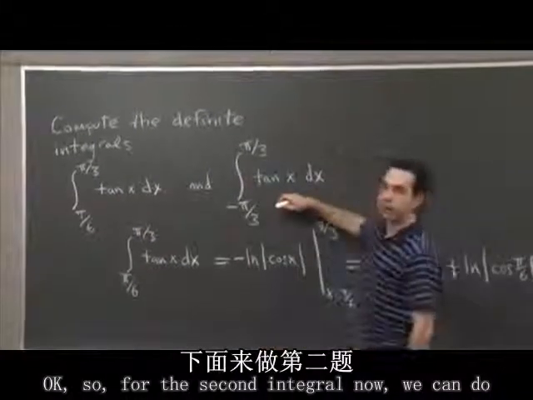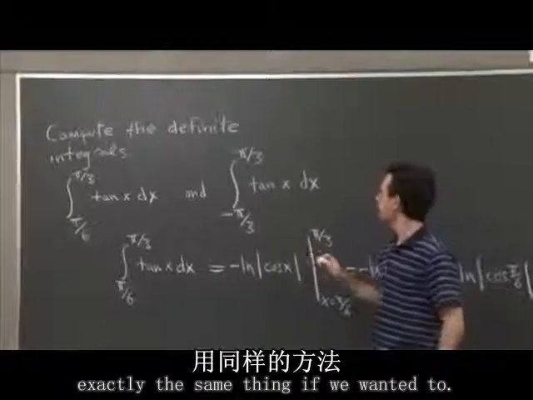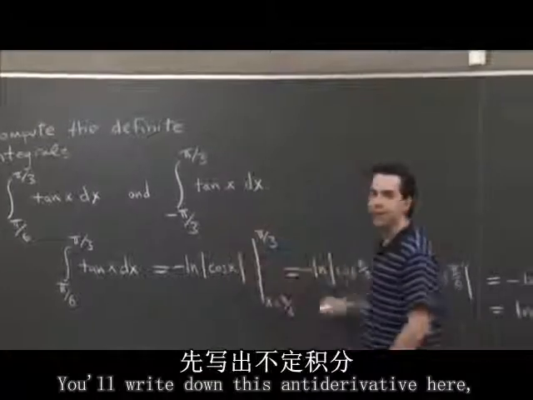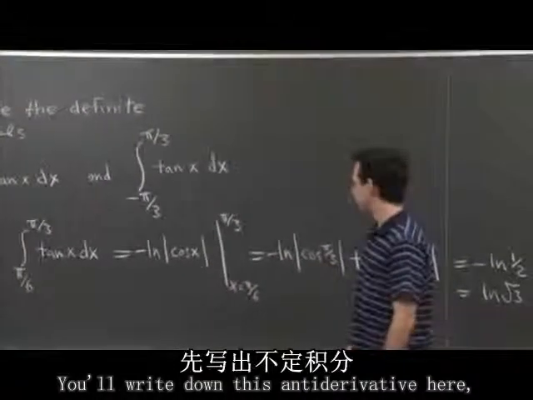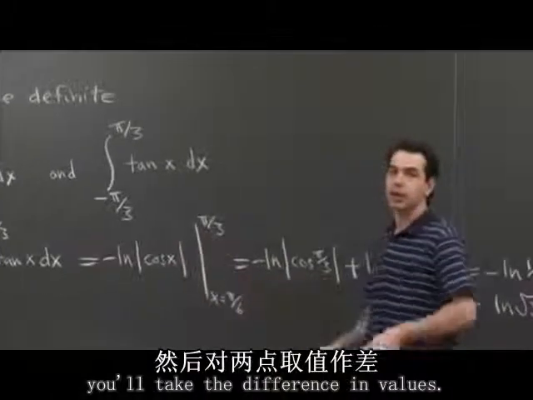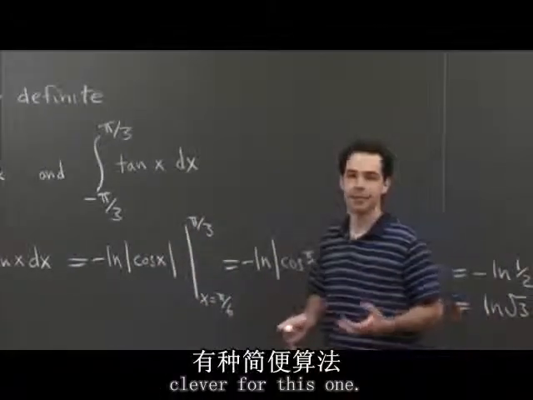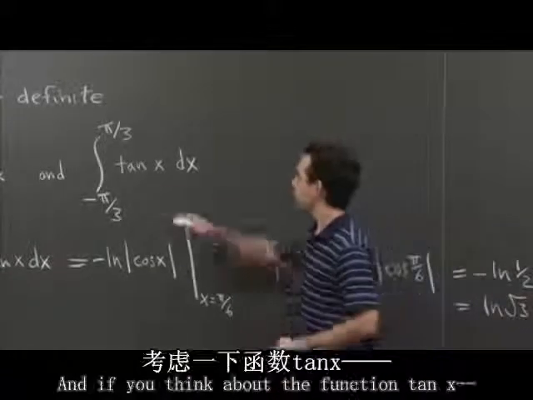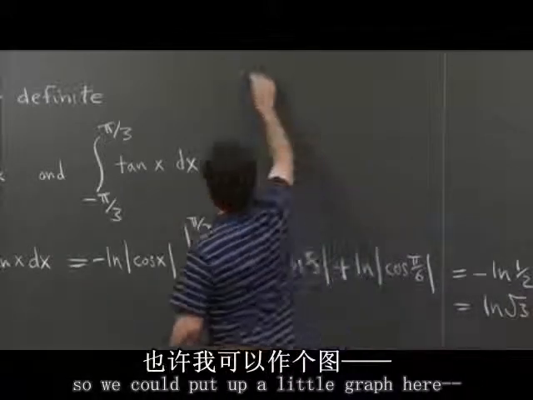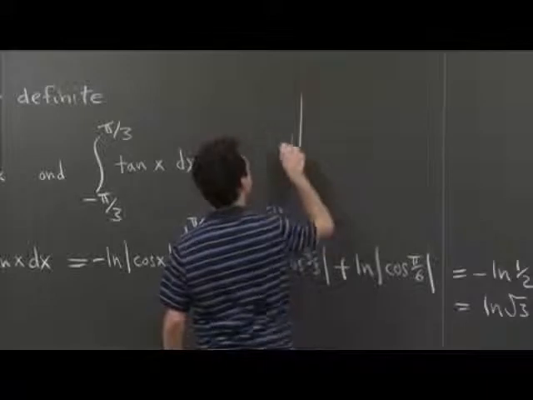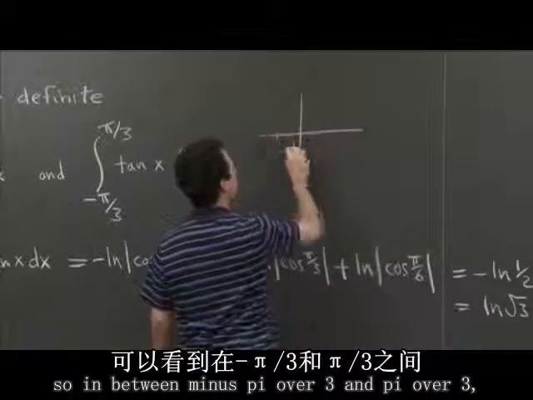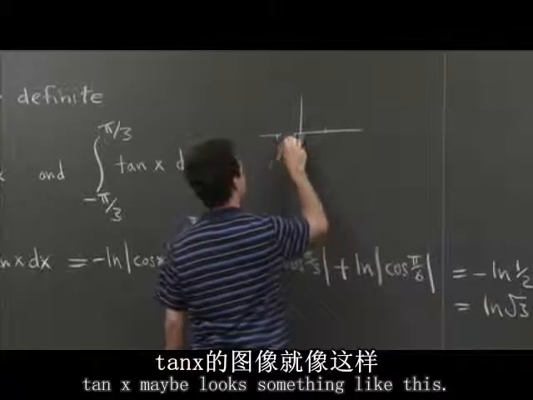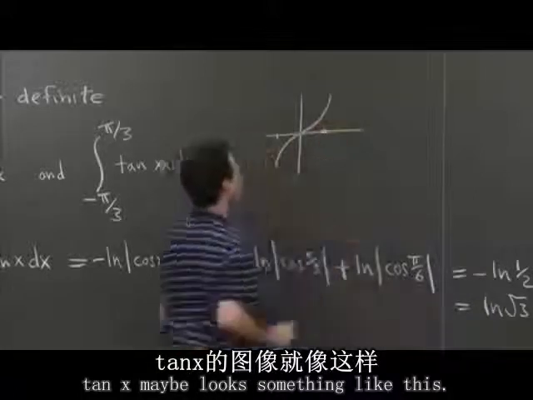OK, so for the second integral now, we can do exactly the same thing if we wanted to, and it'll be a very similar process. You'll write down the antiderivative here, and you'll take the difference of values. We can also do something a little bit clever for this one, which is that definite integrals have a geometric interpretation. If you think about the function tan x, we could put up a little graph here. In between minus pi over 3 and pi over 3, tan x looks something like this, give or take.